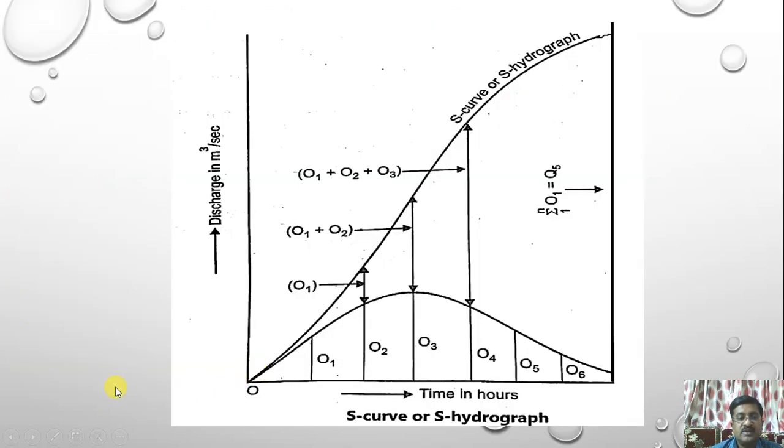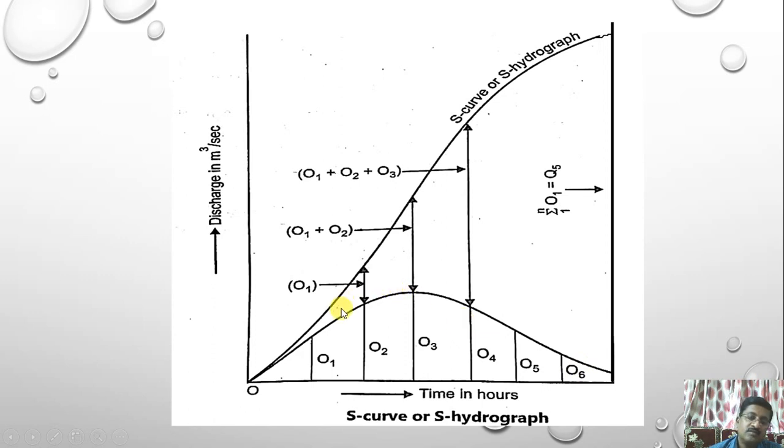Very simple: on the y-axis we have plotted discharge in meter cube per second, and on the x-axis we have plotted time in hours. This is a general hydrograph, which is like this. We are plotting the ordinates in terms of discharge, this O1, O2, O3, O4, O5, O6, and we are getting the hydrograph like this, a normal hydrograph.